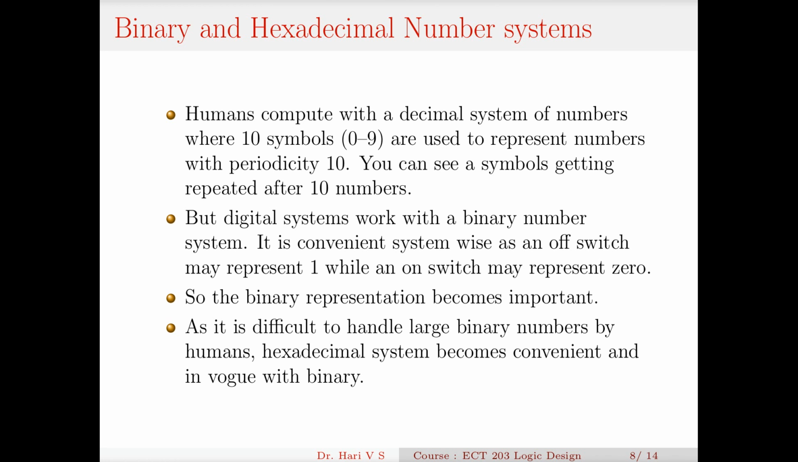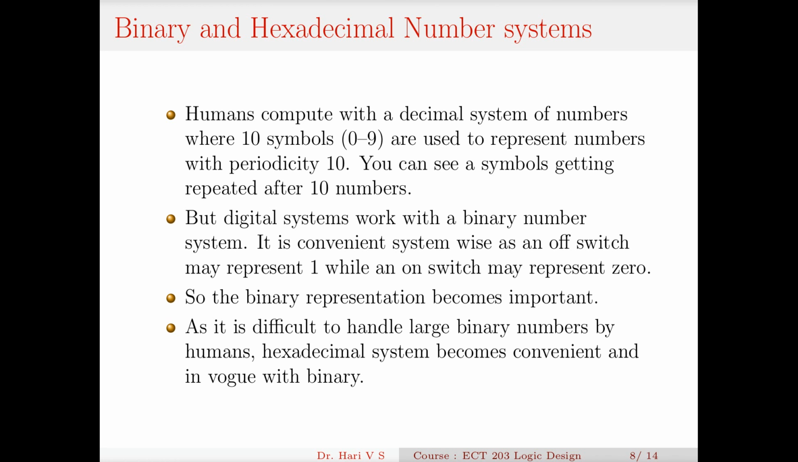But digital systems work with a binary number system, because digital systems cannot work with the decimal system, because I cannot have systems that have 10 states. That is not possible, because most digital systems operate with the help of solid state switches. A switch can be either off or on. So it is wise to use a binary system where a switch is either on or off. If the switch is off, it is treated as a 1, or if it is on, it is treated as a 0, or otherwise.